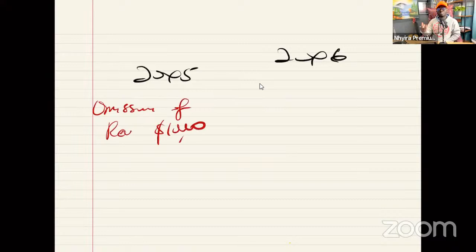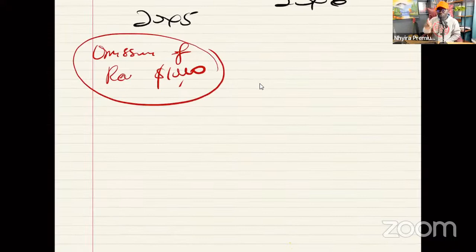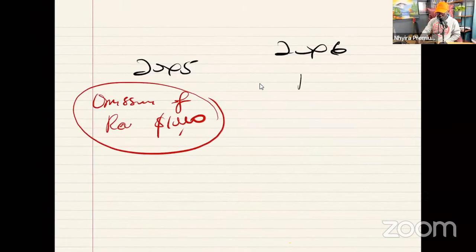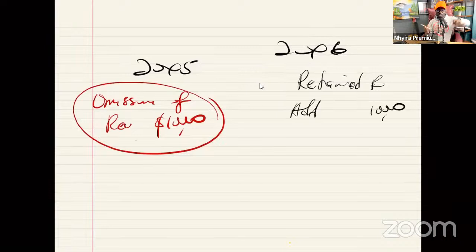Now, if revenue was omitted, what is the implication of that? That means profit was reduced by 10,000. So in the year 2016, we will go to the retained earnings and add this 10,000 revenue omission to it. Because revenue, when it is omitted, reduced our profit by 10,000. So in the retained earnings brought forward, we will add back the 10,000 to it. If it is an expense, then we will deduct it from the retained earnings. I hope you are getting the idea.